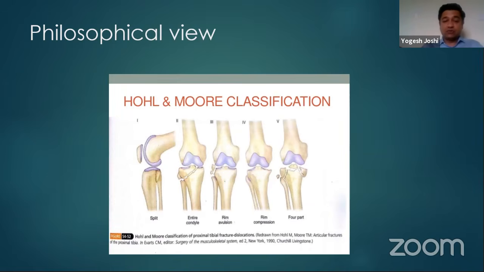Also note the type 3 and type 4. These are rim fractures, the ones that I just talked about in the previous slides. So type 3 is the avulsion rim fractures. These are capsular avulsion injuries. And type 4 are the rim compression fractures, and these are unstable injuries. The classic example of type 3 injuries of Hohl and Moore are the Segond fractures.